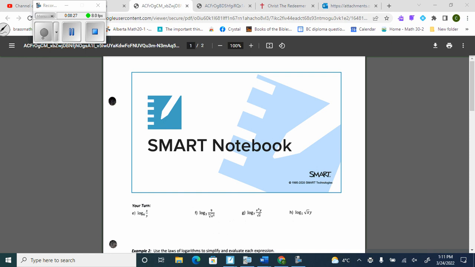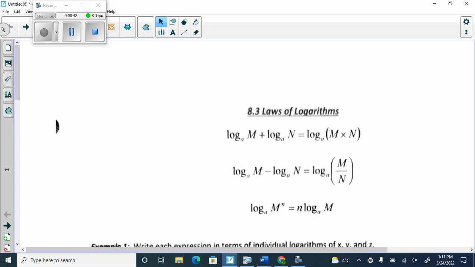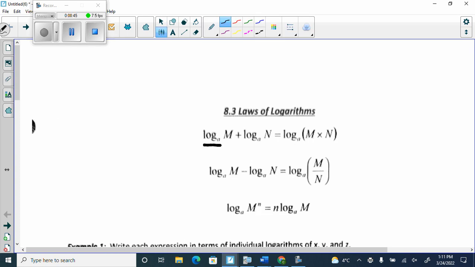So the first rule is multiplication. Once my smart board decides to join us. Basically, it's this one up here. It says log A M plus log A N can be written as log A M times N. So we have log A, M times N can be written out as plus, okay? Or if you have 2 logs of the same base added, you can write them as multiplied. Same rule goes here. If you have them subtracted, you can write them as division.